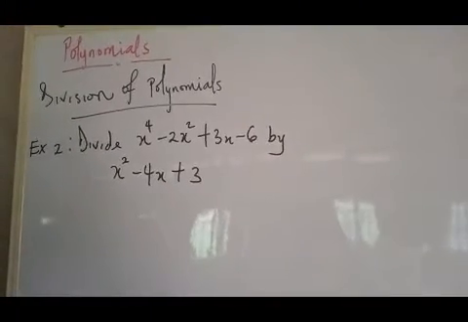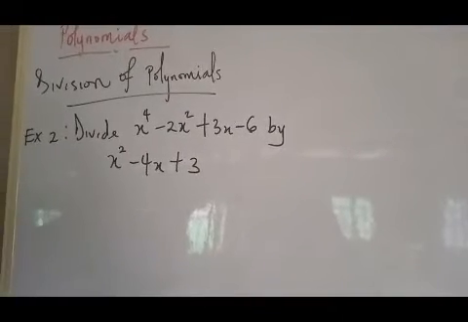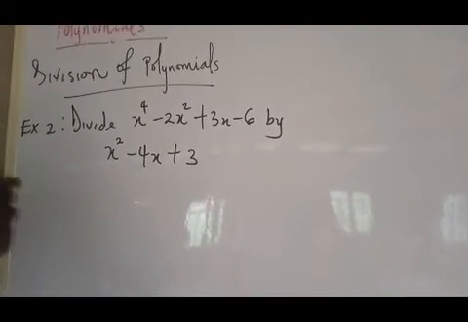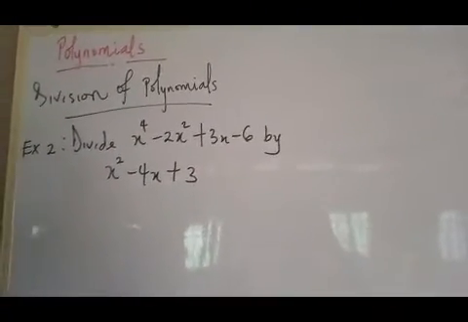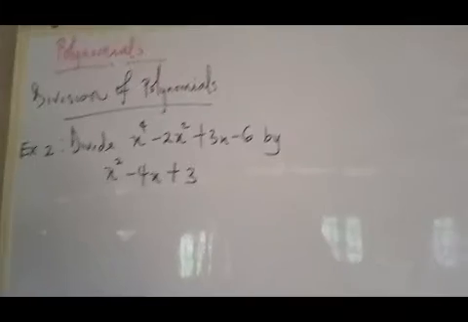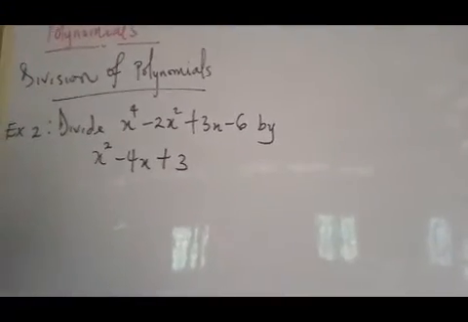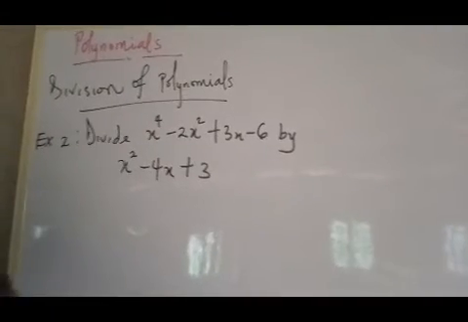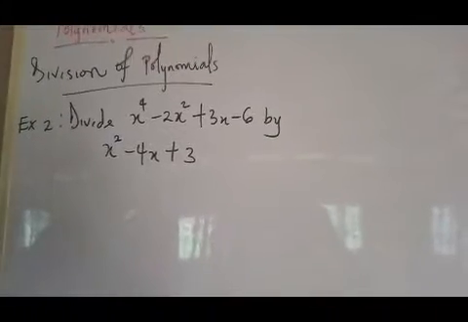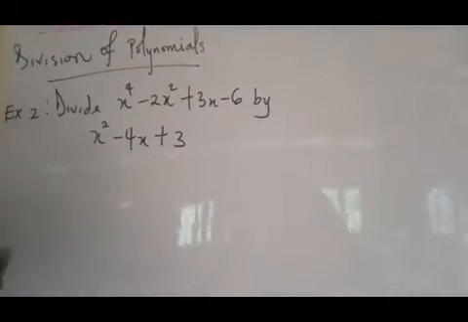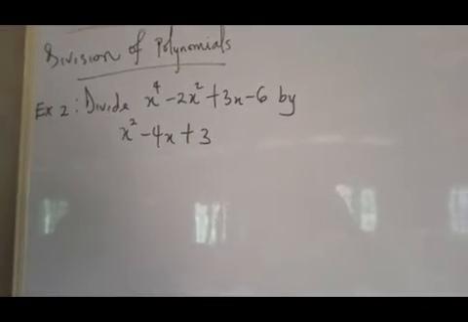Now I want you to note something: the degree, the highest power of the polynomial you are given, will always be higher than the power of the divisor. The degree of the dividend is always greater than the degree of the divisor, or you can say the degree of the divisor is always less than the degree of the dividend.